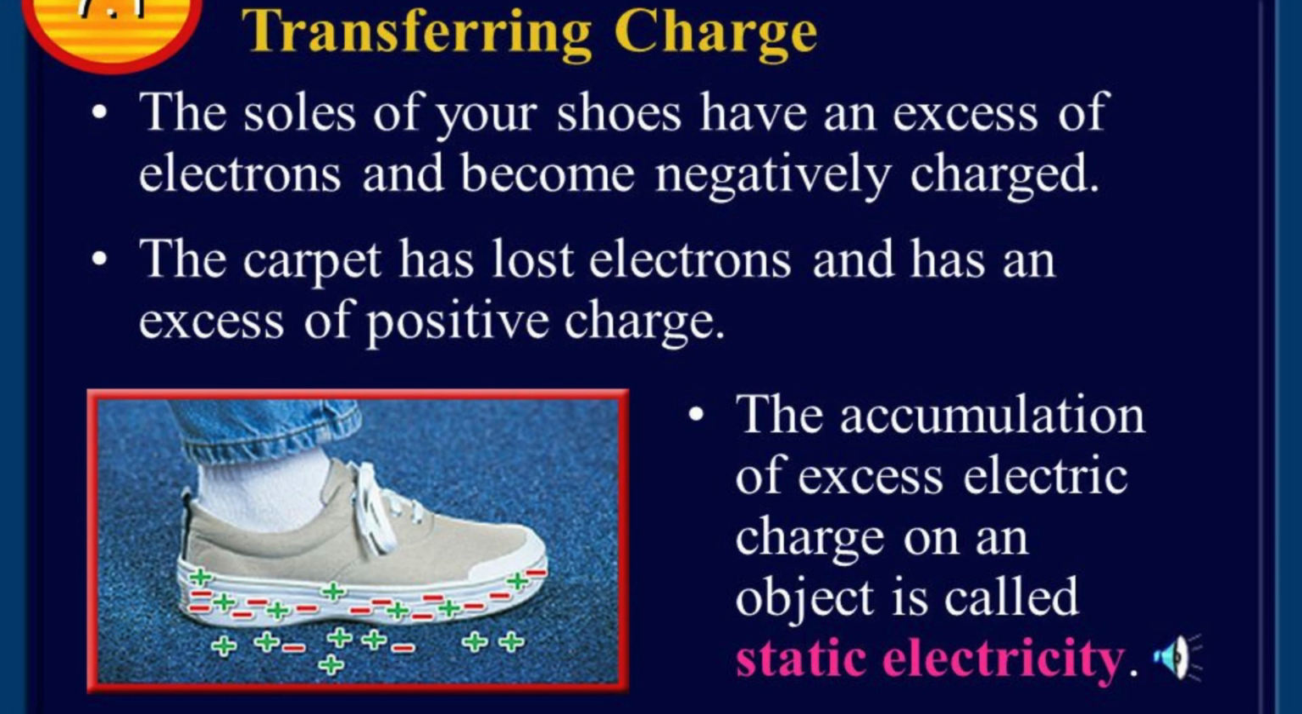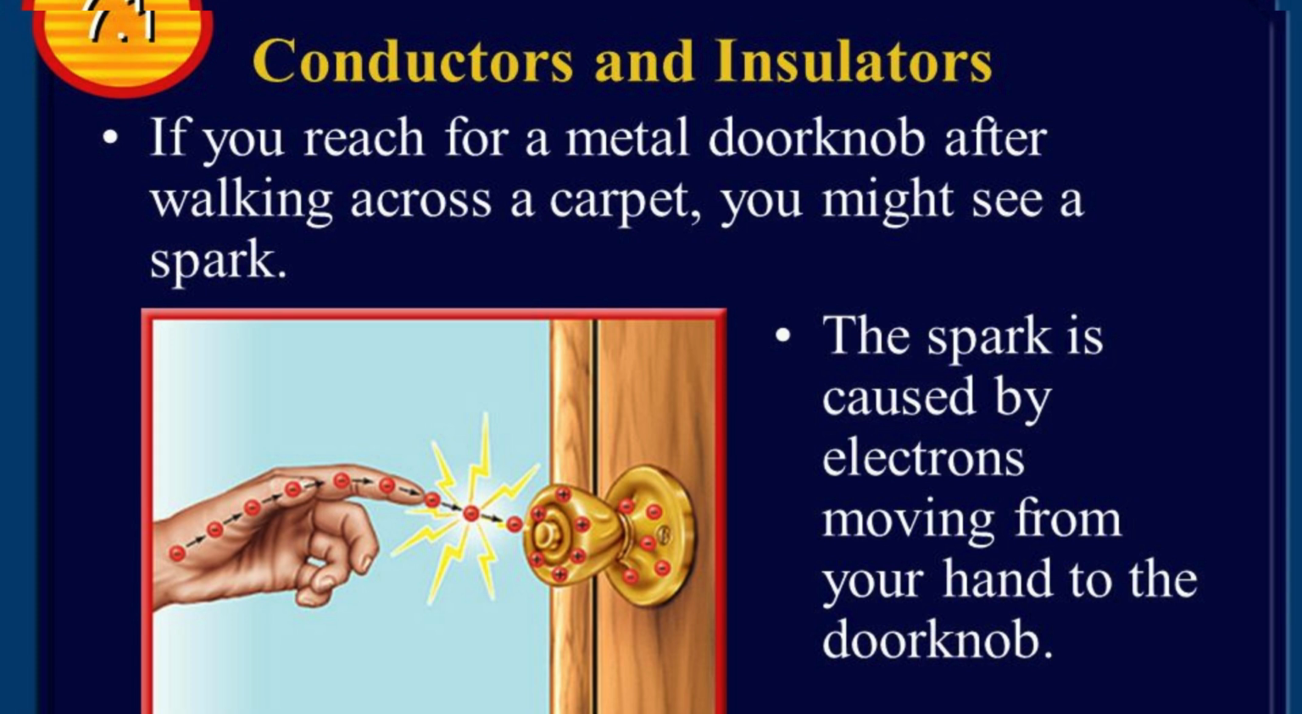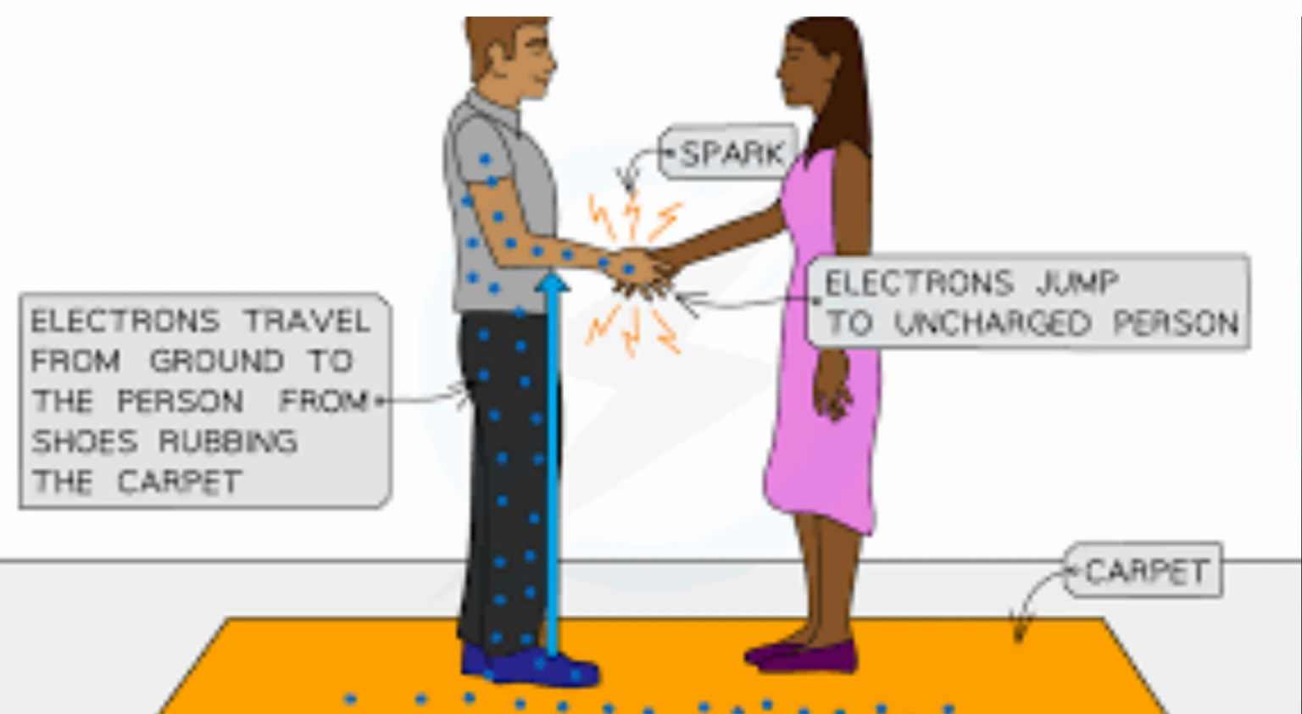So, what's happening when you feel that shock after walking on a carpet? When you walk, your shoes rub against the carpet, and electrons move from the carpet to you, building up a negative charge on your body. When you finally touch a metal doorknob, those extra electrons jump from your body to the doorknob, creating a spark. That's the shock you feel. This sudden movement of electrons is called an electrostatic discharge.